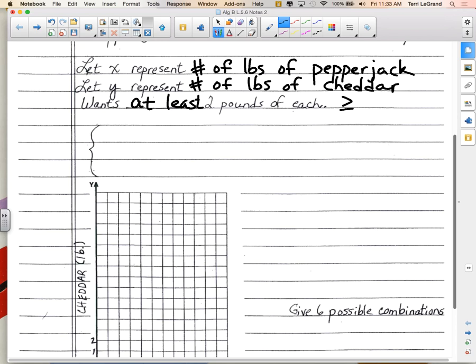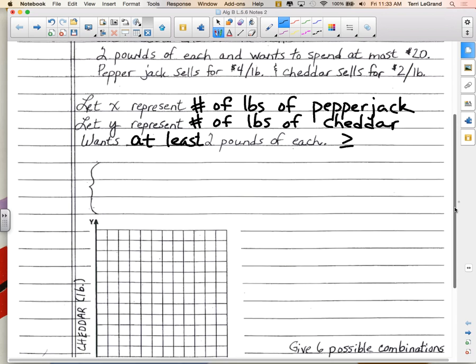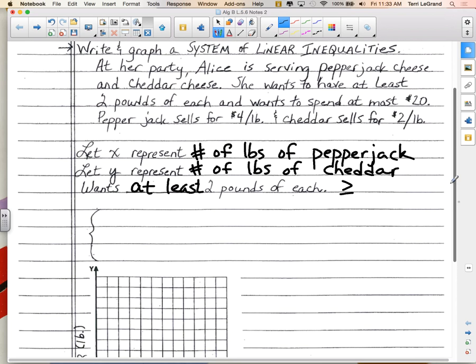At least. Okay, so now using the information that we were given, that she is serving both of these types of cheese, and she wants at least 2 pounds of each, wants to spend at most $20. What does that mean? She wants less than or equal to. That's her limit, yeah. So at most, so that would be less than or equal to, wouldn't it? At most. So this at most tells us that we're going to have less than or equal to for that part. Pepper jack sells for $4 per pound, and cheddar sells for $2 per pound.